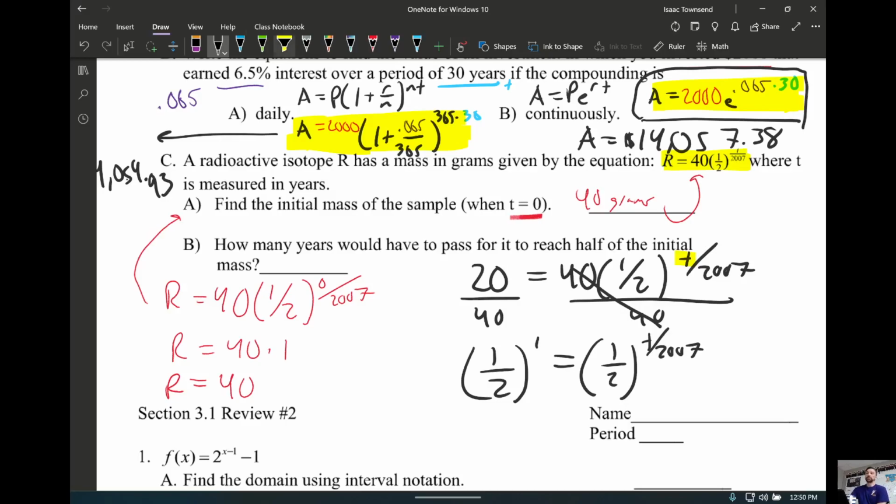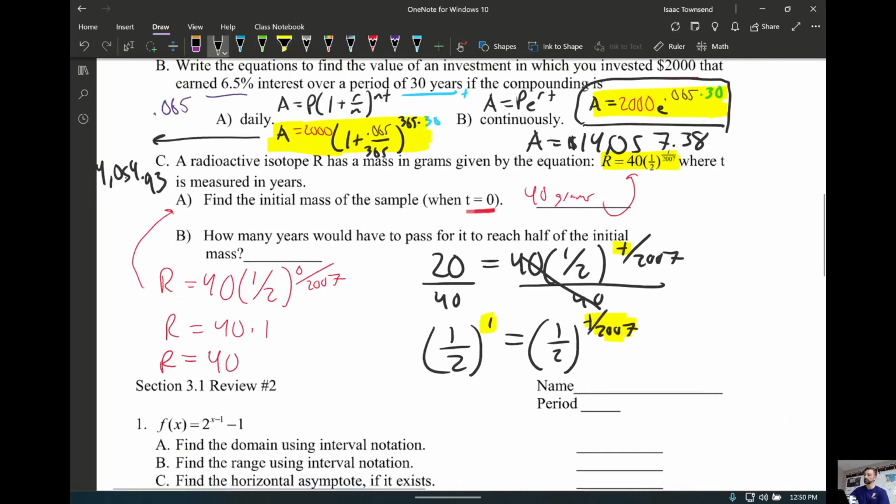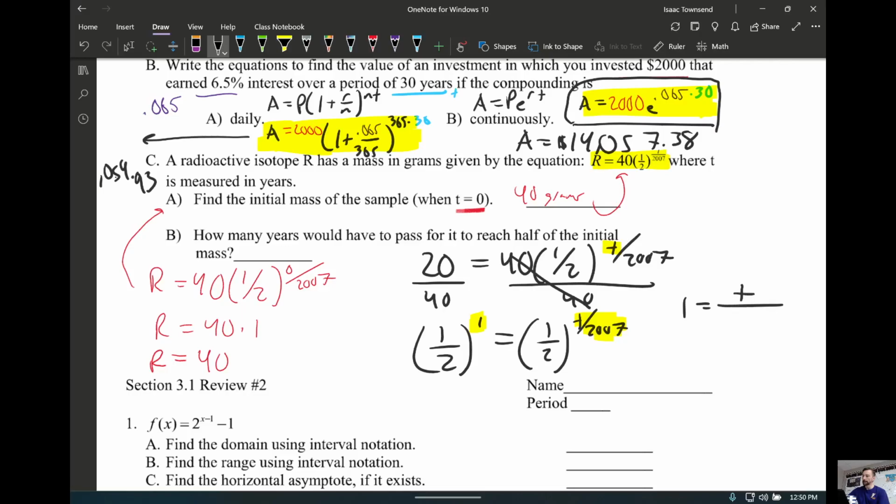So the only way these two equations are going to be equal is if 1 is equal to T over 2007, which means T would need to be 2007. So the answer is sitting in the equation. But again, you don't need to memorize it that way. Just set it equal to half and solve for the amount of time.